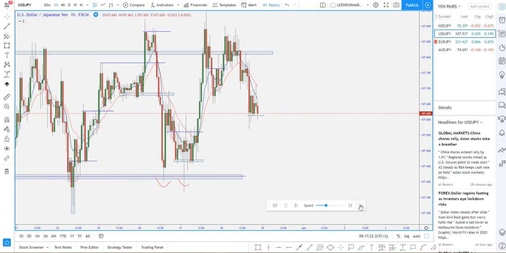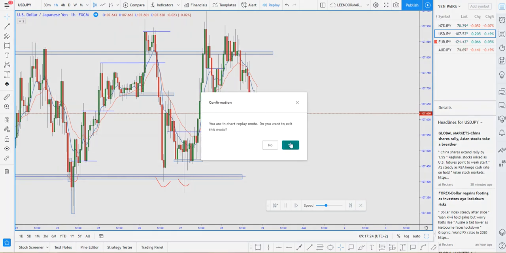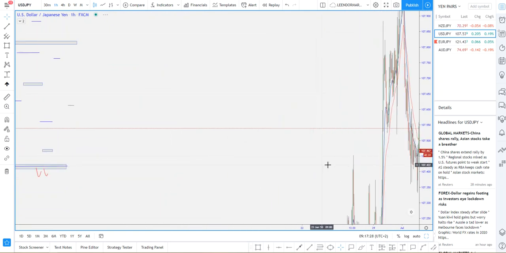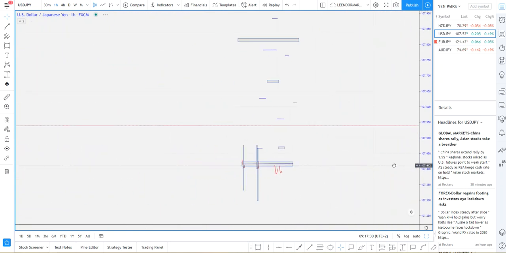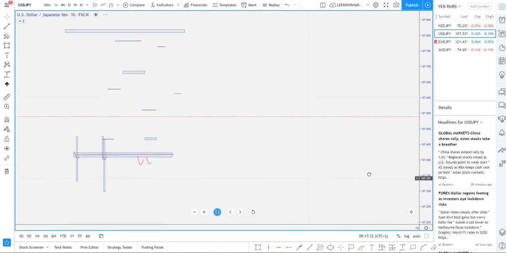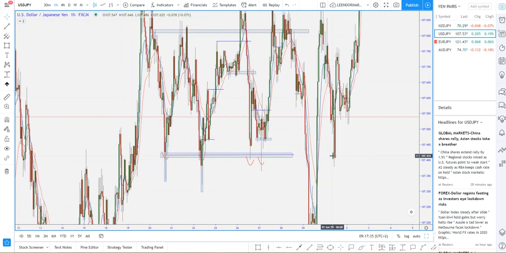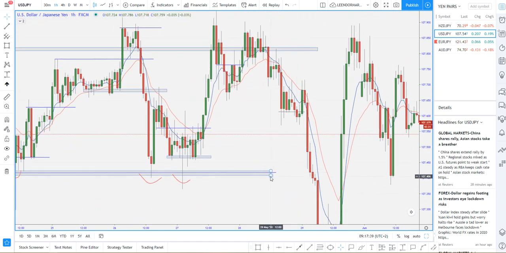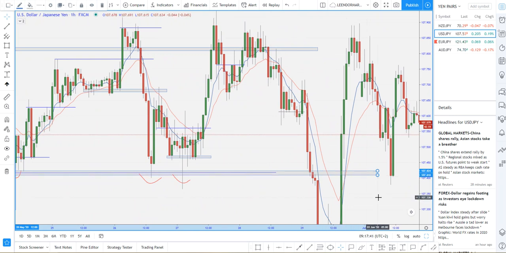So let me just exit this and go back to show you that this would have been my target. Where is that area? Yeah, so this is where we were working. So then look at that. This was obviously my target.